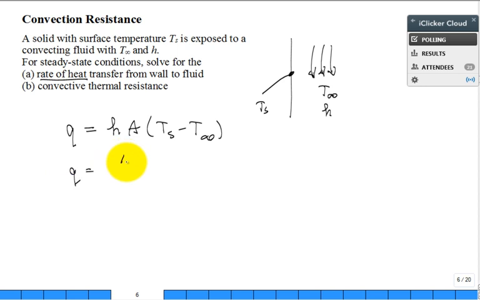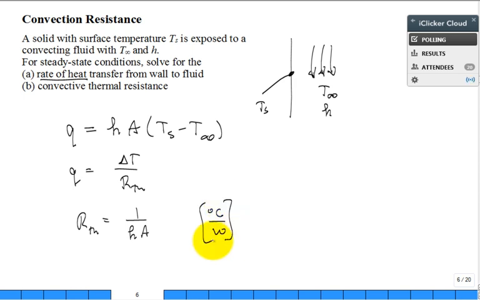Anyway, there it is. Now, here's the pattern. Q is equal to delta T divided by thermal resistance. Can I identify a convective thermal resistance? What would it be? The convective thermal resistance would be 1 over hA. Do you think the convective thermal resistance has the units degrees C per watt? You think that'll have the same units as the conductive thermal resistance, L over Ka?